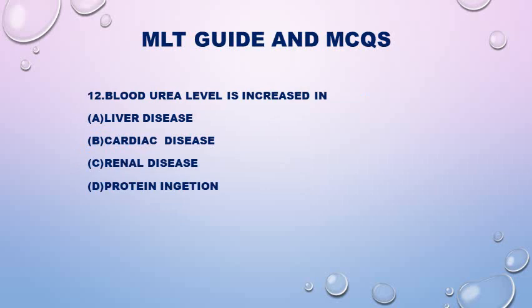12. Blood urea level is increased in options A. Liver disease, B. Cardiac disease, C. Renal disease, D. Protein ingestion. And the answer is C. Renal disease.